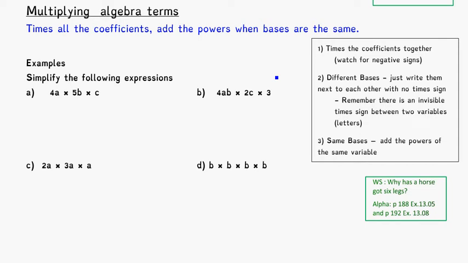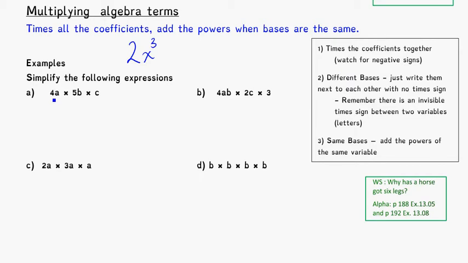So here we're going to recap how to multiply algebraic terms, remembering that coefficients are the big numbers in front, the variable or the base is the x, and then the power there would be the 3. So when we're timesing algebra terms together, we want to times the coefficients and then add the powers if the bases are the same. So let's take a look.